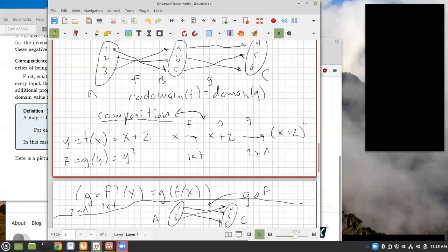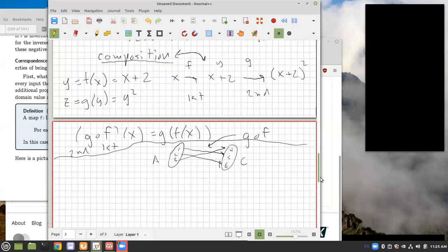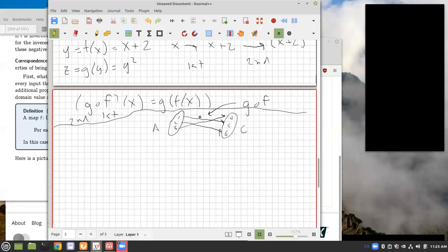It's like a relay race. You know, you're carrying a baton or something, and you just pass it off here and keep going. So there's a three set diagram that illustrates the two functions and how they interact, two maps, and this one, which is the actual map produced, because it just has a domain and a codomain.